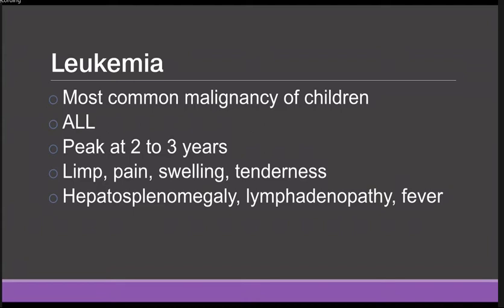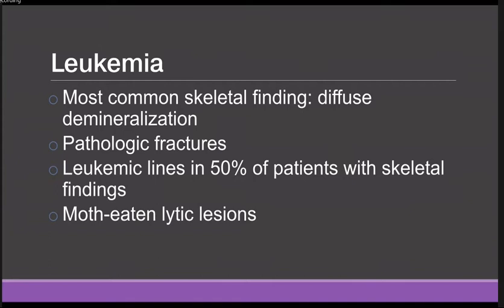Leukemia is not technically a bone lesion, but it is the most common malignancy in children and it can present with bone findings. Usually, this is acute lymphoblastic leukemia and would peak at 2 to 3 years of age. Limp, pain, swelling, and tenderness can be seen, as in other bone lesions, but in leukemia, we would see features such as hepatosplenomegaly, lymphadenopathy, and fever. The most common skeletal finding in leukemia would be diffuse demineralization, and there could be pathologic fractures because of this.